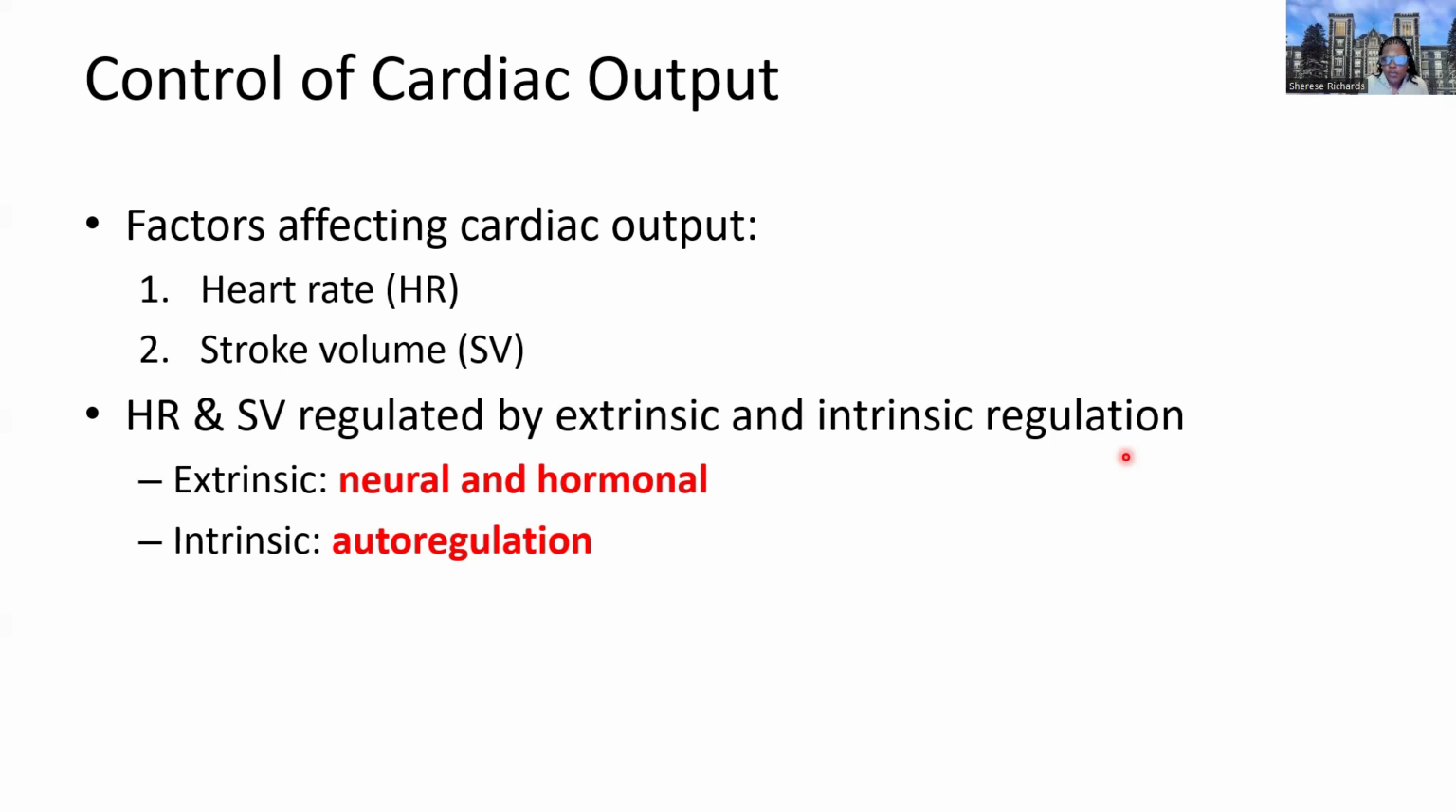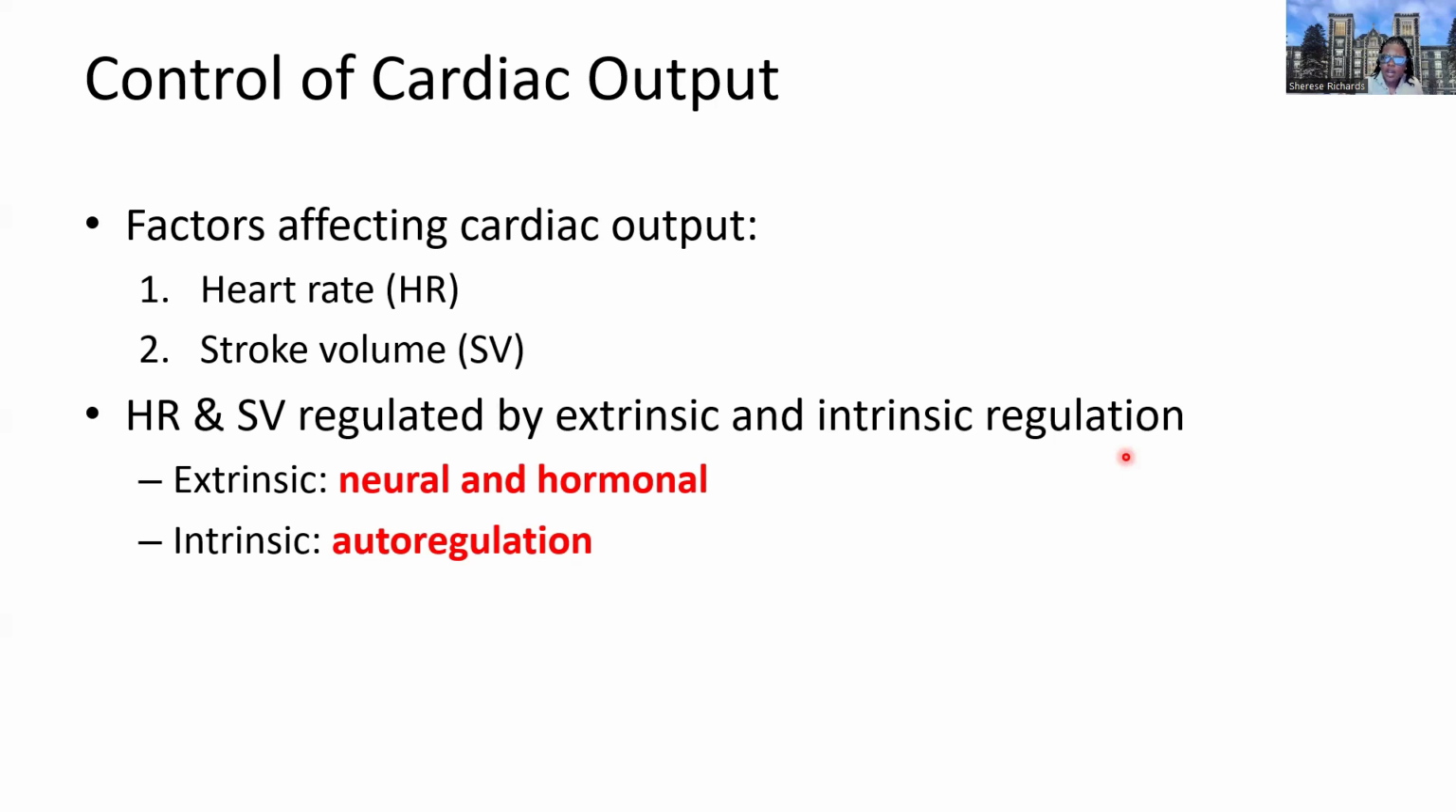So the heart rate and stroke volume are both regulated by extrinsic and intrinsic factors. Extrinsic being things outside of the heart. So neuronal input, or neurons, this is the sympathetic system, the parasympathetic system, and then hormones. So hormones like norepinephrine or epinephrine, which are released into the blood as hormones, can act on regulating cardiac function as well. So there are two types of input that are coming extrinsically, or externally, to help regulate the cardiac output.